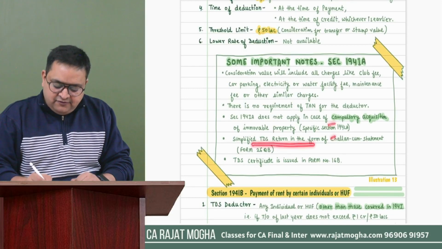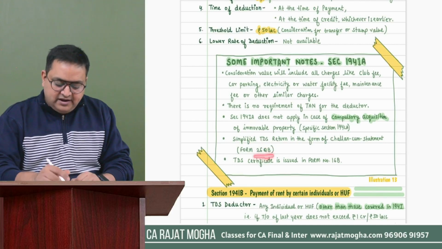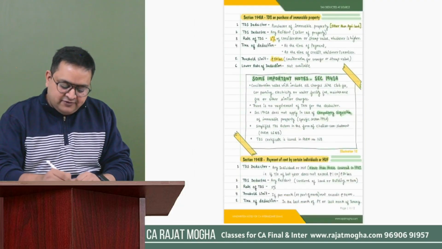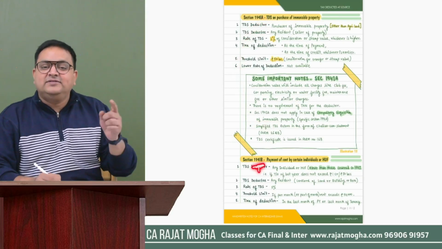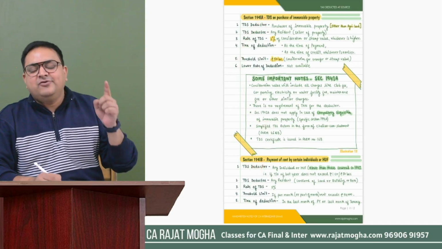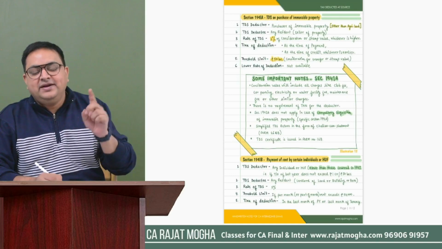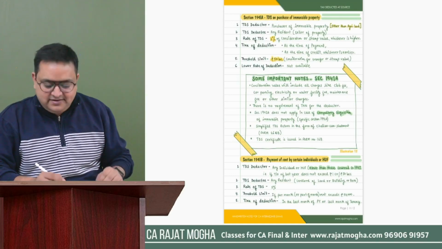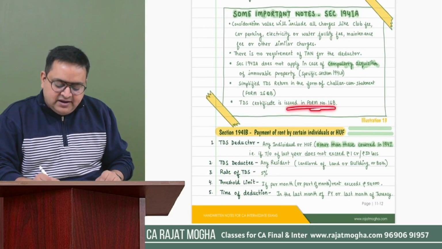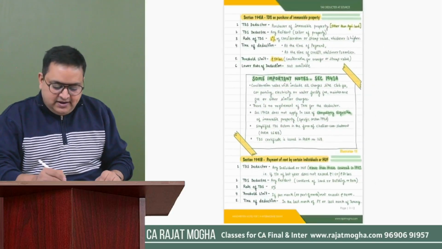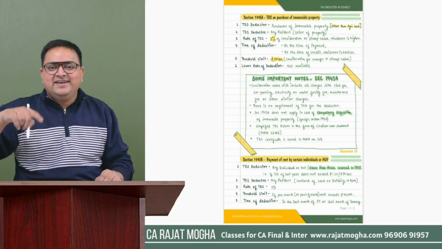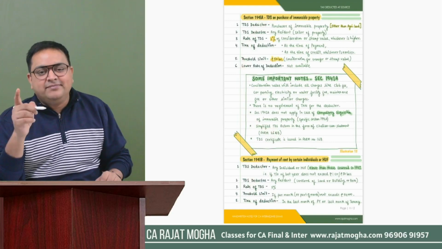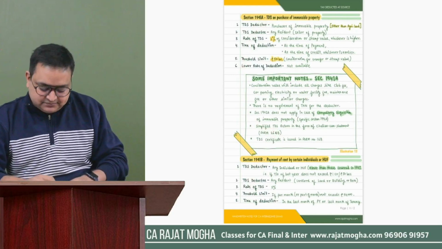Simplified TDS return is in form 26QB. In 194IA we have 26QB, in 194IB we have 26QC, and in 194M we have 26QD. What is it? This is the TDS return, right? And the TDS certificate is in form 16B. Here 194IA is 16B, 194IB is 16C, and 194M it would be 16D.